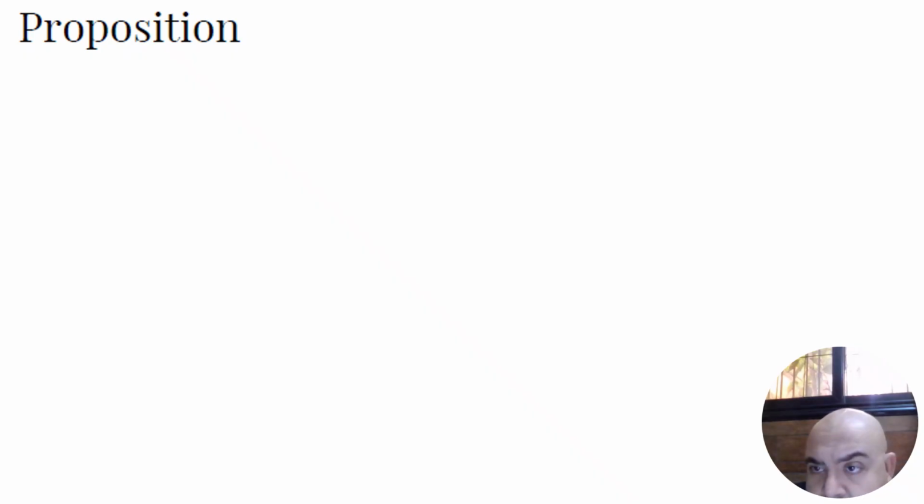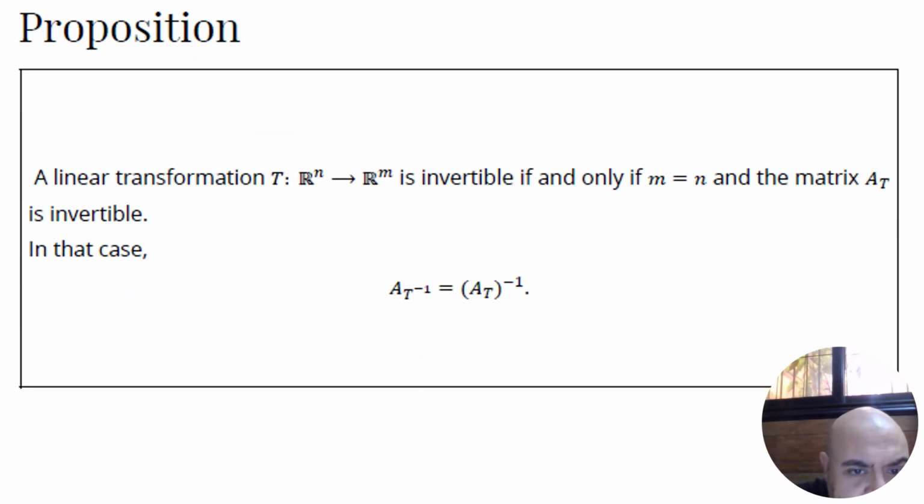Okay, the proposition that we will see right now is the proposition about inversion. So if I'm in Rn and I want to go to Rm, I've succeeded in that too. Okay, I want to replace my movement by going back from Rm into Rn. A linear transformation from Rn into Rn is invertible. It can be invertible if and only if n is equal to m.